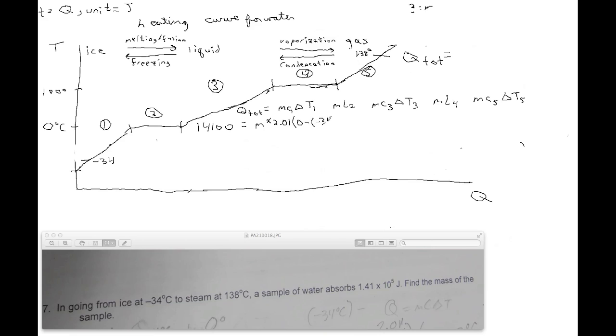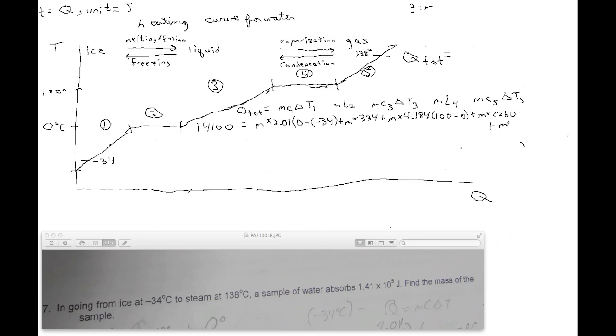Plus m sub L, where it's melting from ice to liquid, so it'd be m times 334, plus m times the specific heat of water, 4.184, times the change in temperature, which is 100 minus 0, which is 100, plus m times L, the heat of vaporization of water, which is 2,260, plus m times a gas, which is 2.01, times the change in temperature, which is 38.